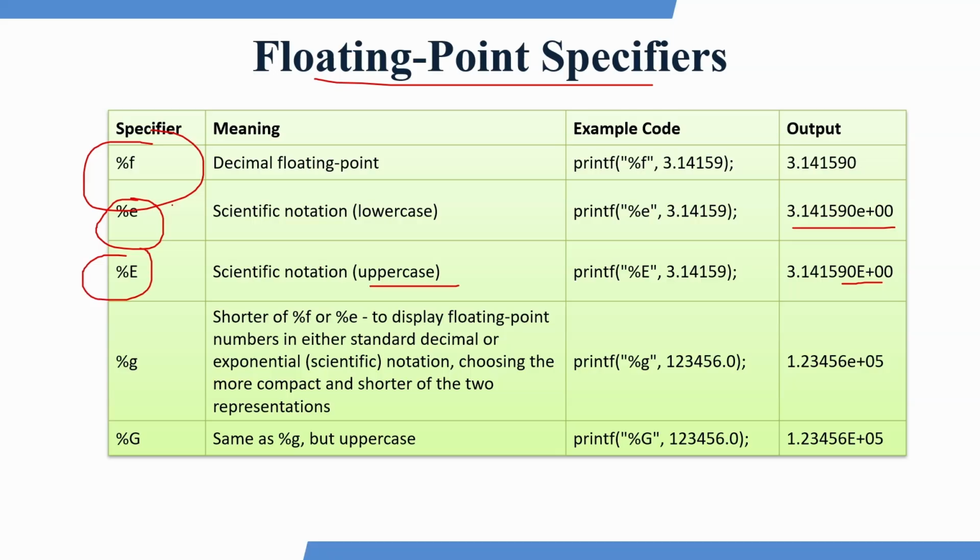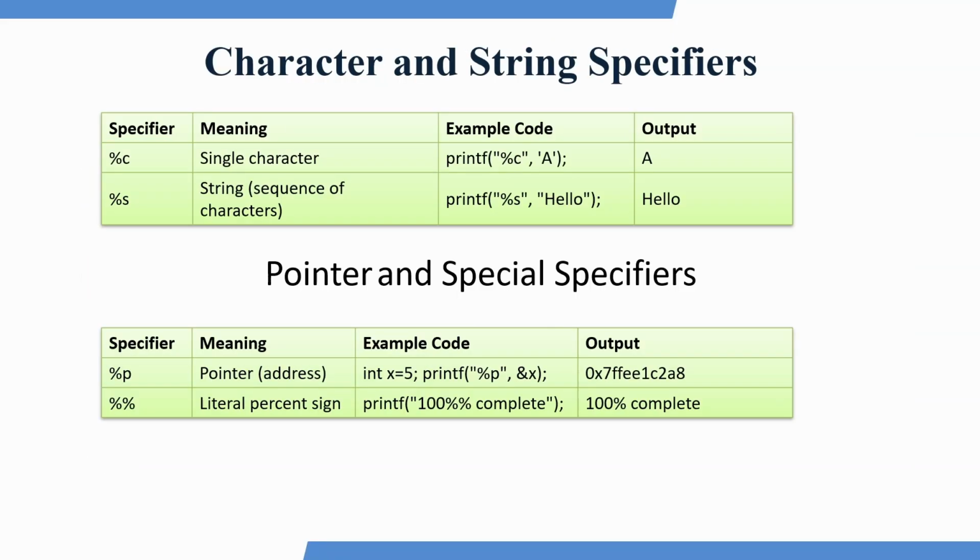And if you want to make the compiler or the runtime environment choose the type of displaying your data by itself, we can use the percentage %g, and if you want to display the value in capital case, you can go for percentage %G.